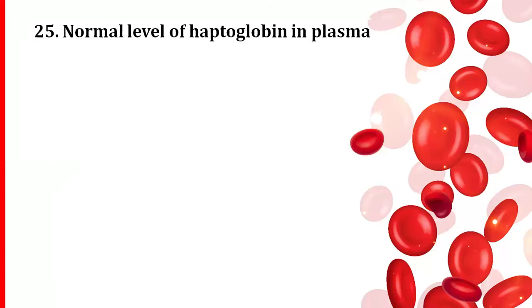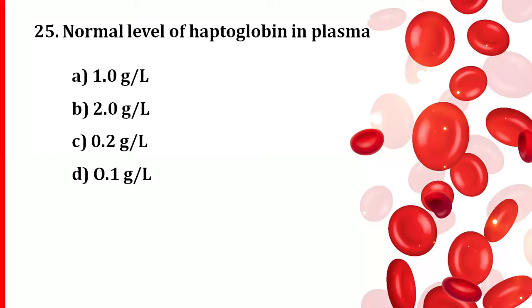Next question, normal level of haptoglobin in plasma. So what is meant by haptoglobin? Haptoglobin is a protein which is made by the liver. What is the function of this haptoglobin? It helps to get rid of hemoglobin outside of the RBC. Generally hemoglobin is present inside of the RBC. So the free hemoglobin is eliminated because of this haptoglobin. So it is crucial for elimination of free hemoglobin.